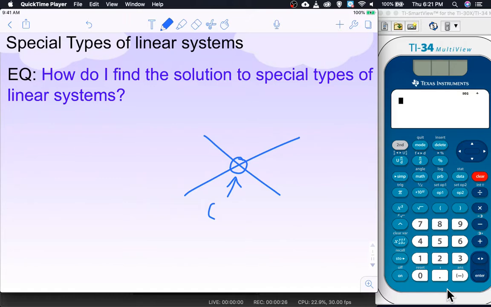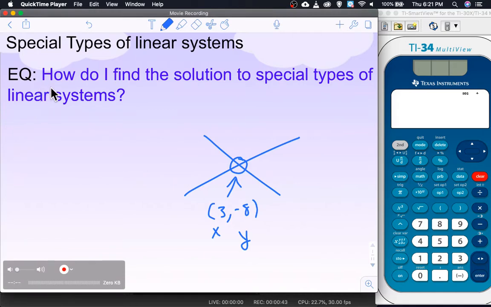And we would say it was like 3 comma -8. Where the 3 was our x variable and the -8 was our y. So that was what we did in the previous lesson. In this lesson, we're doing more of that, but we're going to see what other sorts of things can happen. So the essential question says, how do I find the solution to special types of linear systems?